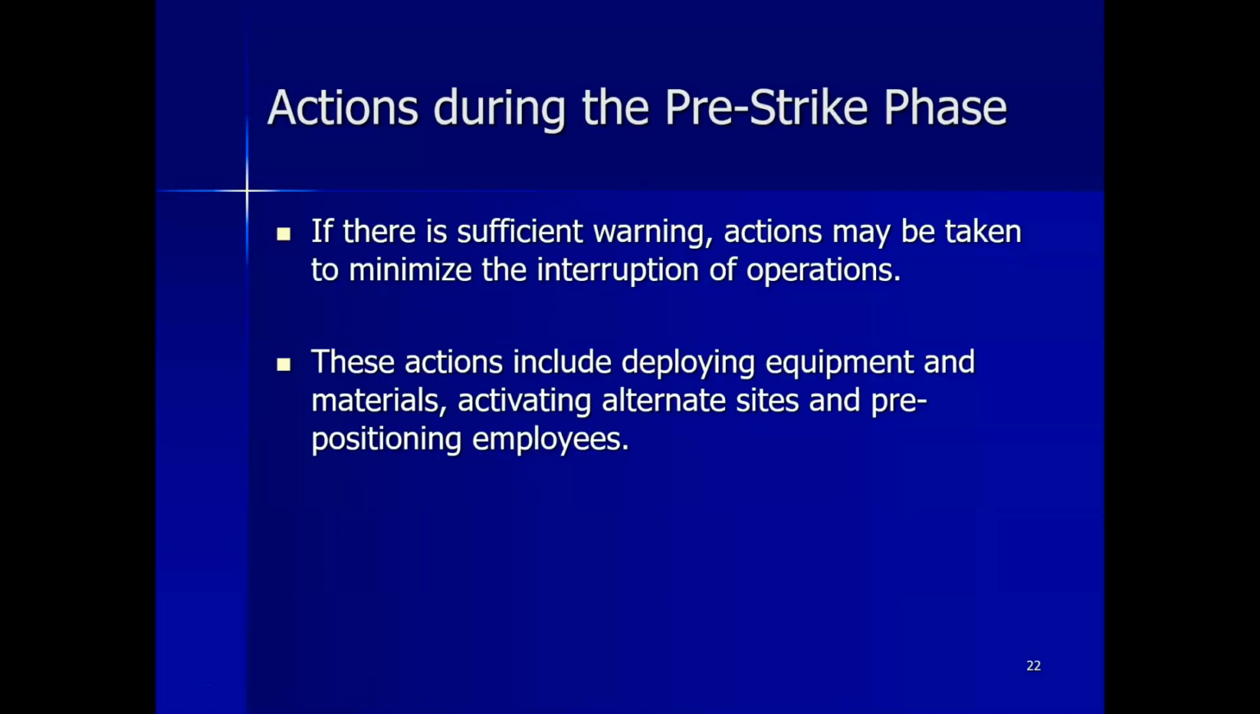Now, crisis events are sometimes preceded with some warning period. The incident commander is notified of the crisis and the situation is monitored closely. If there is sufficient warning, actions may be taken to minimize the interruption of operations. Exact business continuity pre-strike actions will be different for various crisis events, and these actions include deploying equipment and materials, activating alternate sites, and pre-positioning employees. In some cases, general operations may be discontinued and actions to provide for continuity of critical operations may be taken.